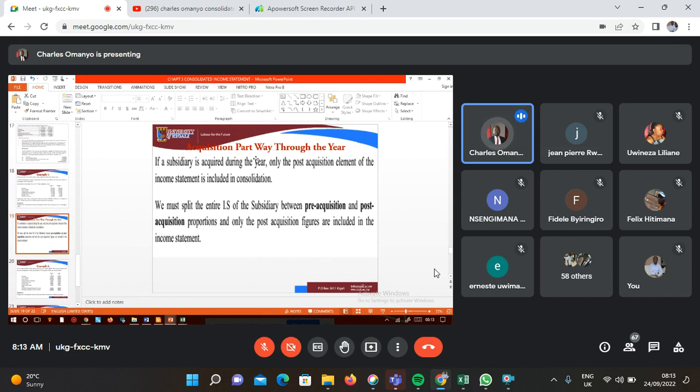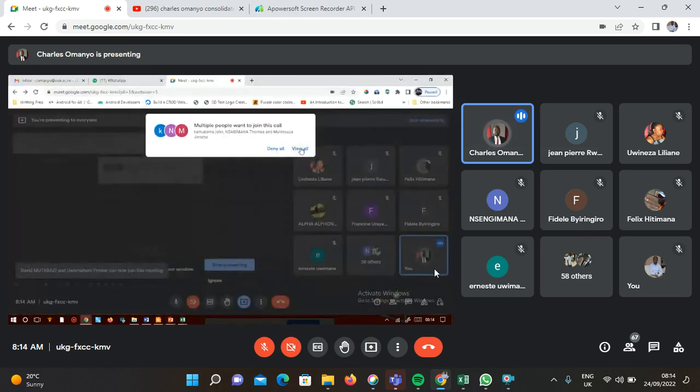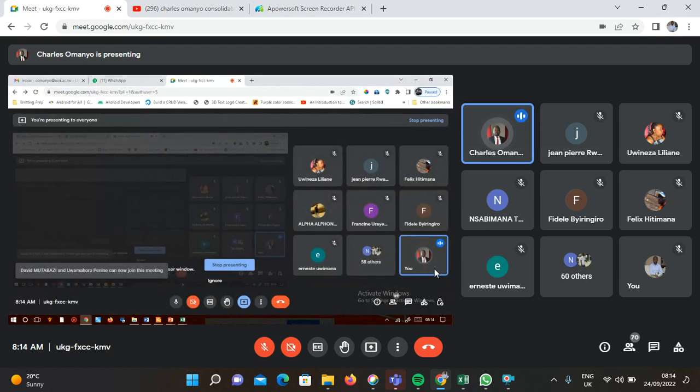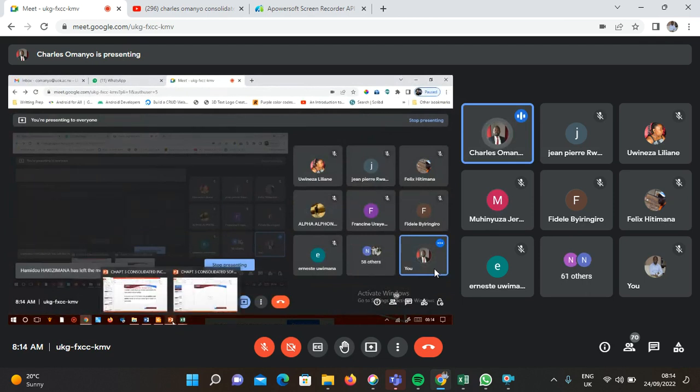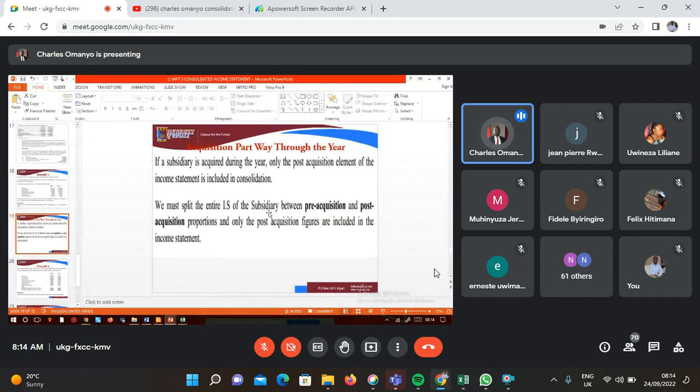Now, what are the rules that we follow when acquisition is during the year? So when the acquisition is during the year, first of all, you only consolidate the post-acquisition period. So the rule of the income statement, you don't consolidate the whole subsidiary. If a subsidiary is acquired during the year, you divide the subsidiary's income statement into 2, the pre-acquisition period and the post-acquisition period.